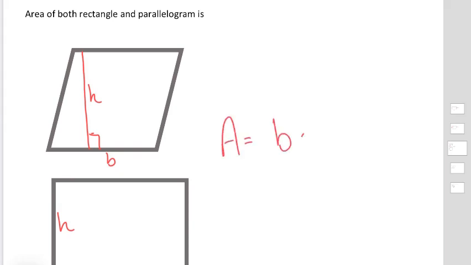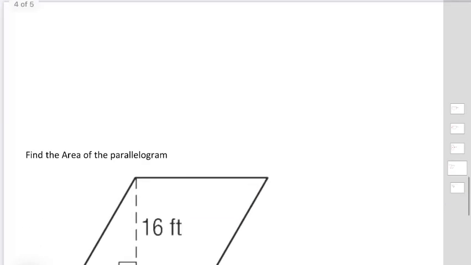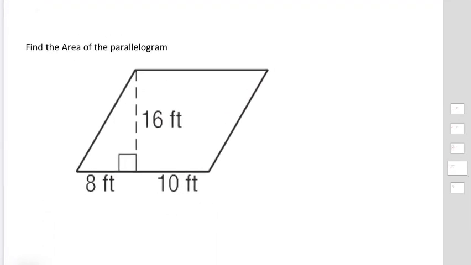So now we're going to take a look at a problem. In this particular problem, we're given two dimensions. Well, really, it looks like three, but it's really two. We are given the height of the parallelogram, and we know it's the height because we see that it's perpendicular to both bases. Now, if we look at the base, it's given to us in two dimensions, 8 feet and 10 feet. But really, if we put them all together, we get the total base of our parallelogram. We add them together to give us a base of 18.